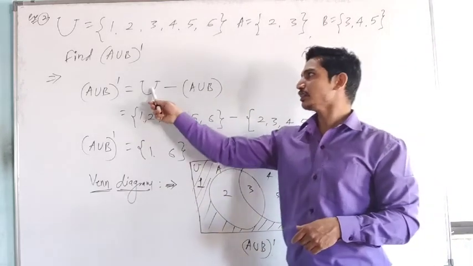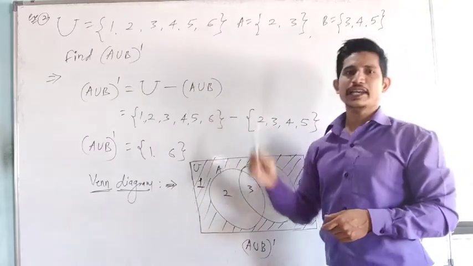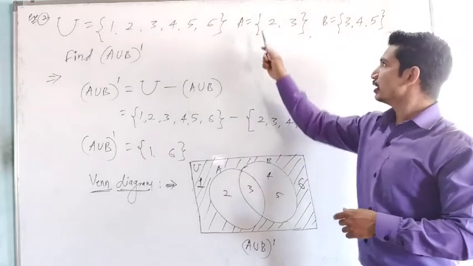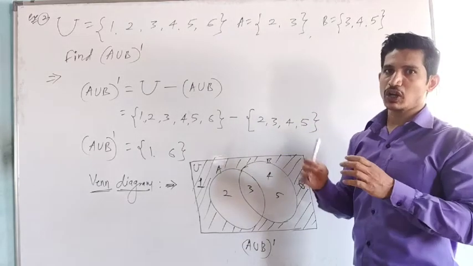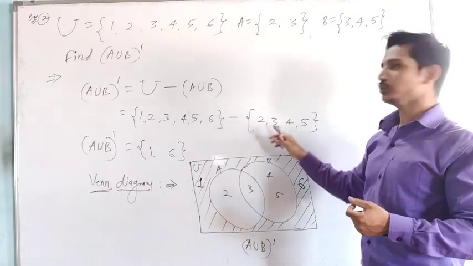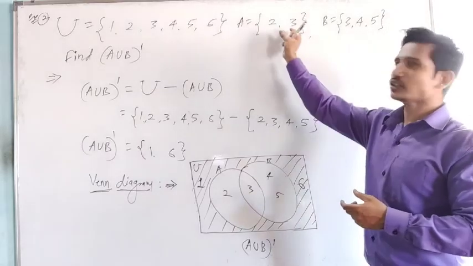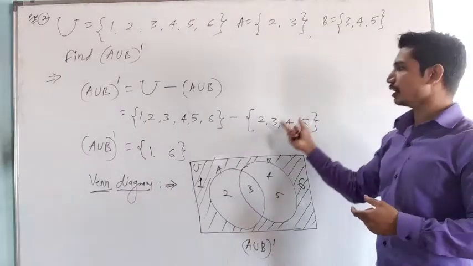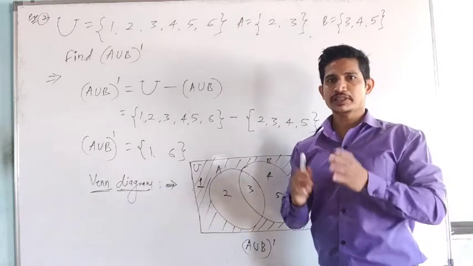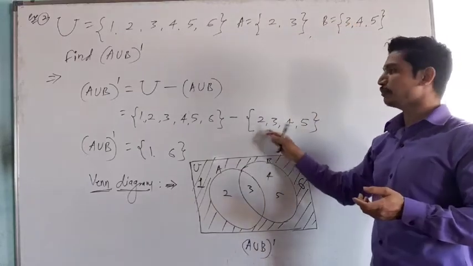So what is the universal set here? 1, 2, 3, 4, 5, 6. And what is A union B? A union B is 2, 3, 4, 5. A union B means all the elements of A and B. So 2, 3 and 3, 4, 5. Elements of A and elements of B are combined for A union B. I have already done that. A union B means combining the elements of A and B.